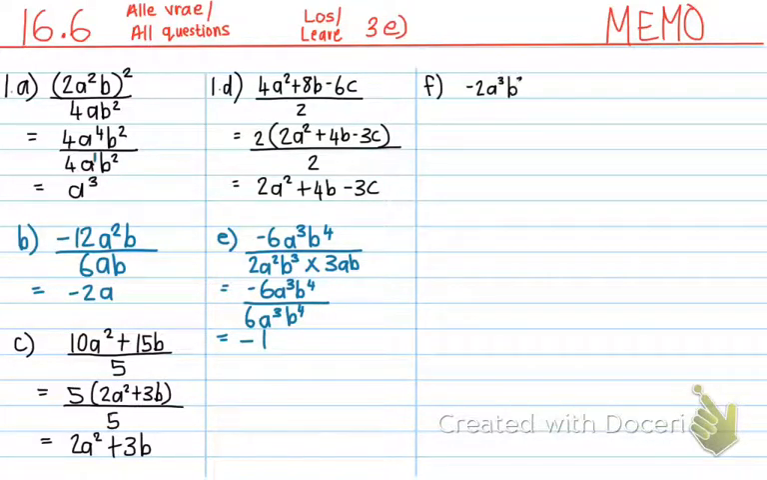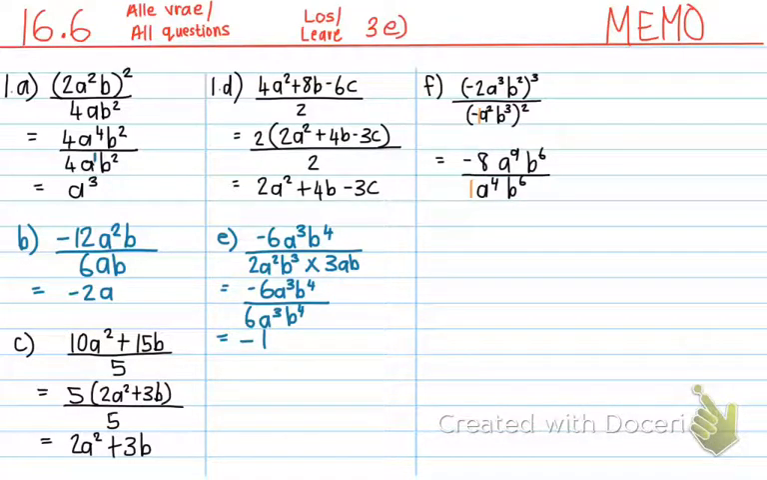F. Negative 2a to the power 3 b squared in brackets to the power 3 over negative a squared b to the power 3 squared. Right, so now remember, when I have a power outside the bracket, it counts for everything inside when everything inside is multiplied. So negative 2 to the power 3 is negative 8. A to the power 3 times 3 is a to the power 9. And b to the power 2 times 3 is b to the power 6. In front of a there's actually a 1. So it's negative 1 squared, which is positive 1. I don't need to write that 1. And a to the power 2 times 2 is a to the power 4. And b to the power 3 times 2 is b to the power 6.